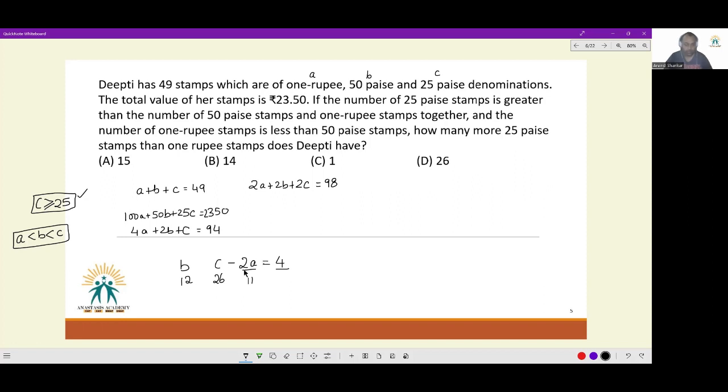C being 26. Let us check the next case. What would happen if C is 28? C has to be even. C is 28, then A would have to be 12. This is 28, this is 12. This would have to be 9.